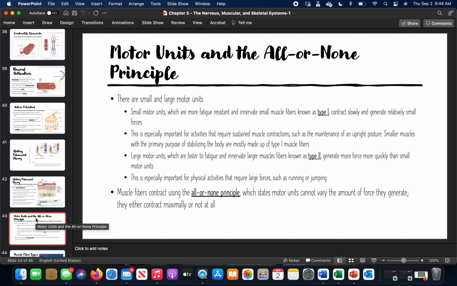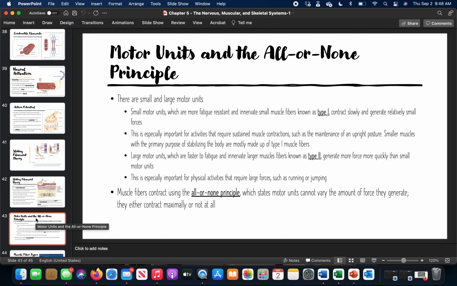So all of those are important because type 1 is more like what we use to stabilize our body every day. If they're not type 1 to hold us into proper posture, then we would fatigue out and be bent over all the time.